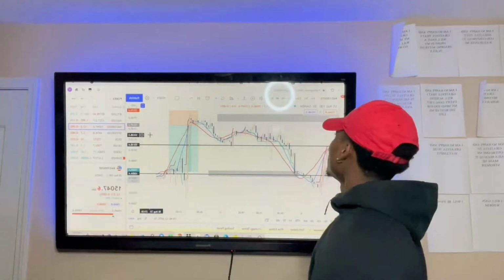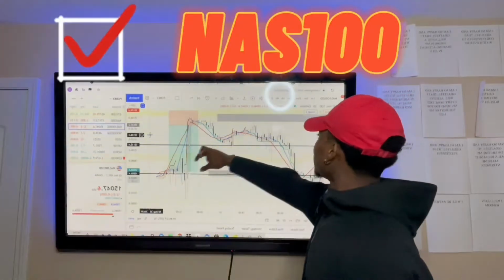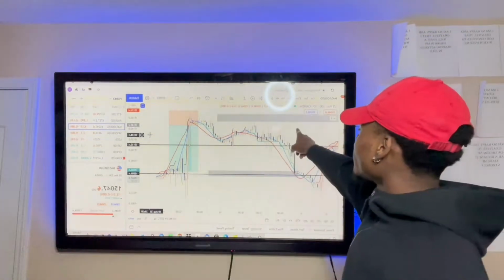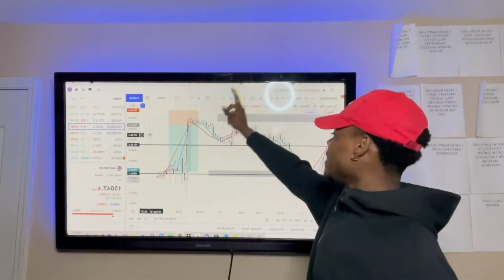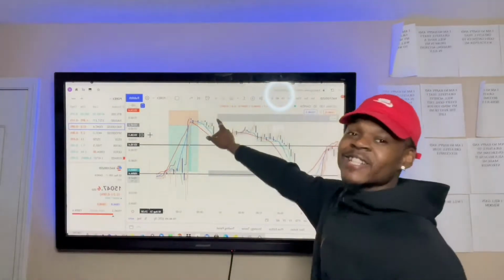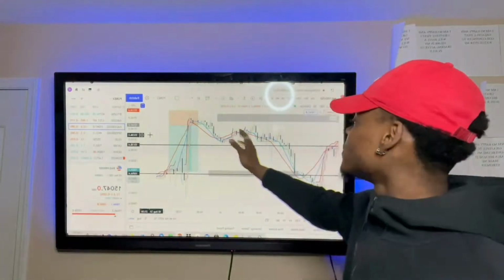All right, so now for the last setup that we went over last night, which is NAS 100. I said that I was waiting for it to come back up into my supply area, and it definitely did. This trade right here is beautiful, for real. This trade right here was beautiful, man.